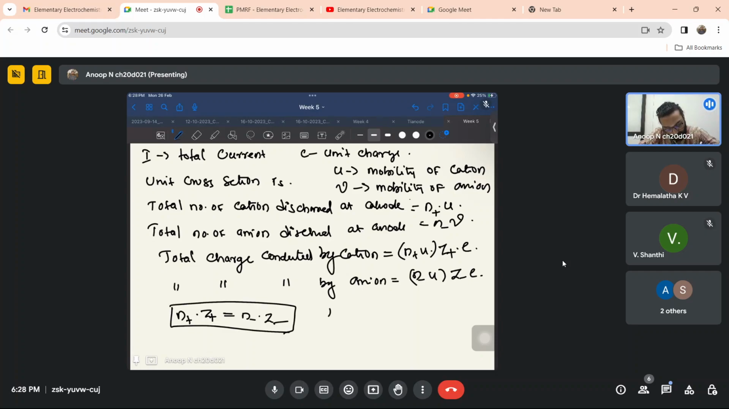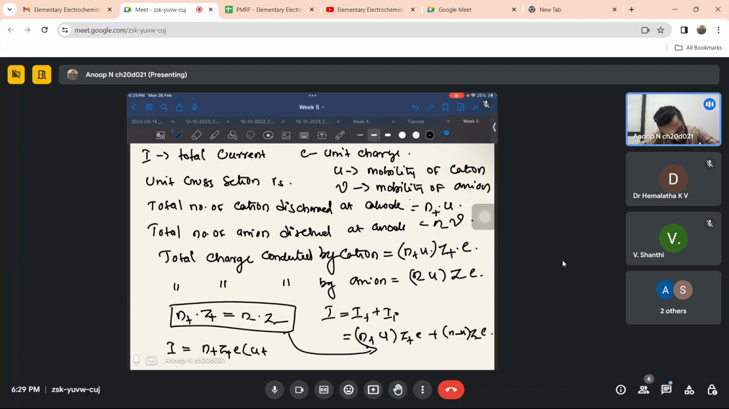Before that, we calculate the total current, which will be I plus I minus, which can be written as n plus u Z plus E plus n minus v Z minus E. Substituting the neutrality condition into this equation, we can write I is equal to n plus Z plus E into (u plus v), which is the total current.